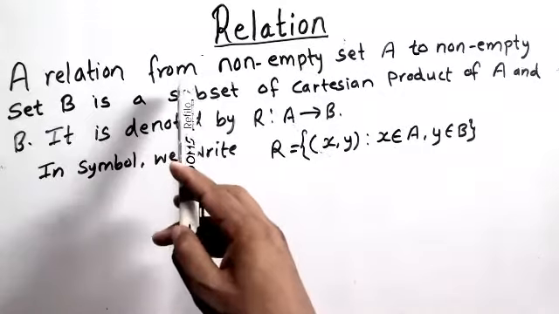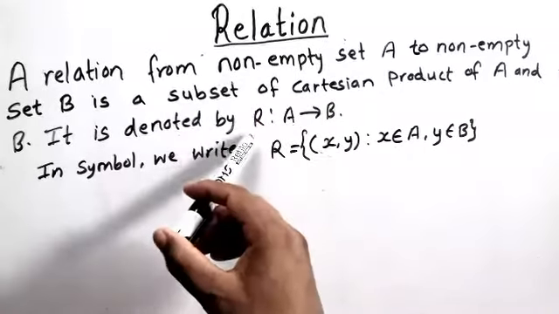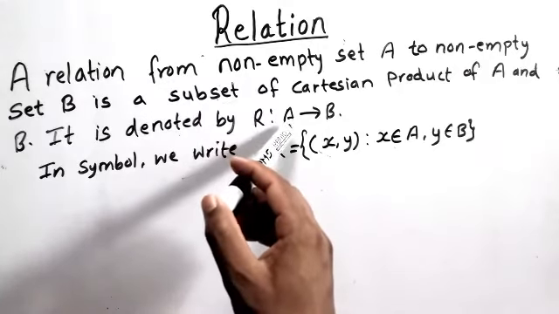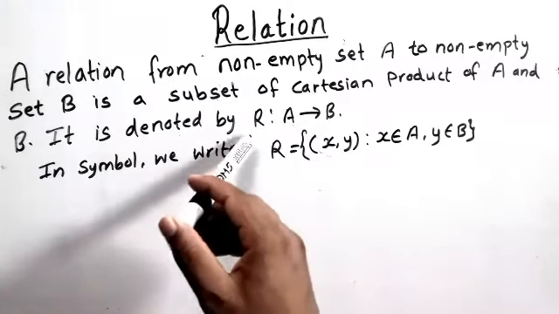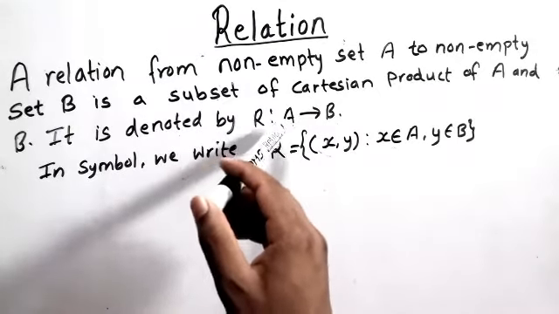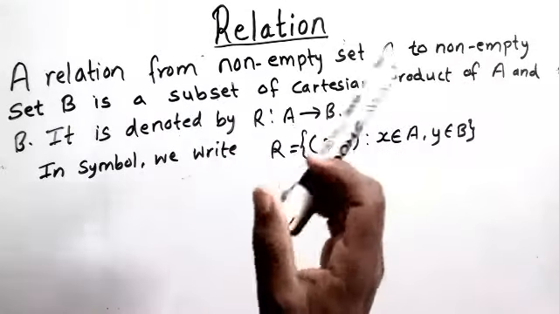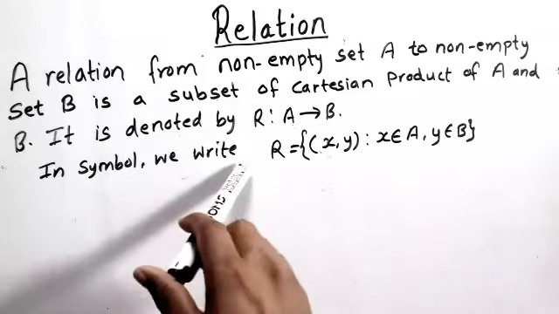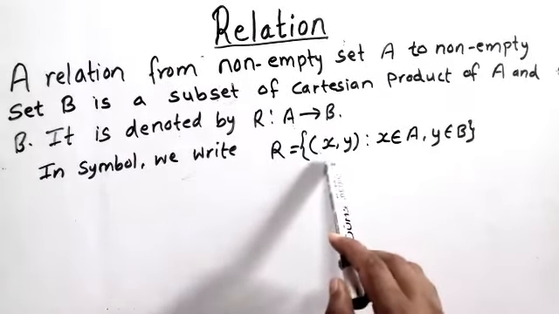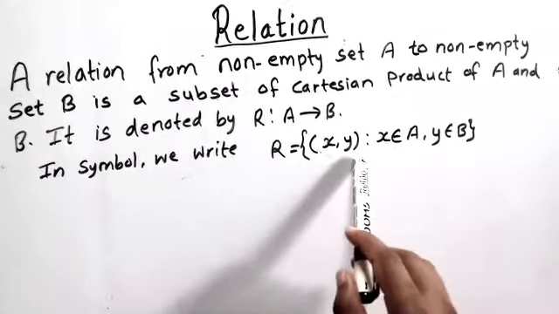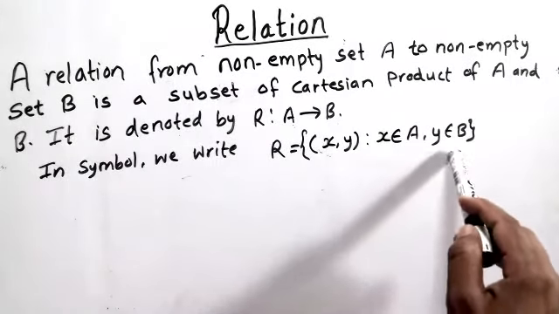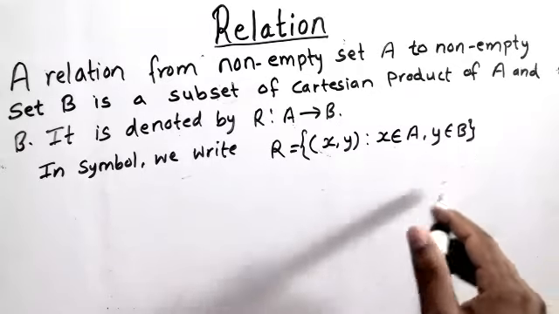A relation from set A to B is denoted by R, colon, A arrow B, and this is read as relation R from A to B. In symbols we write the relation as the set of ordered pairs (x, y) such that x belongs to A and y belongs to set B.